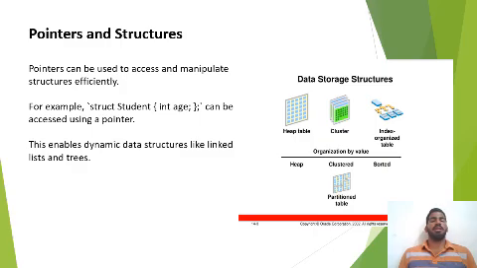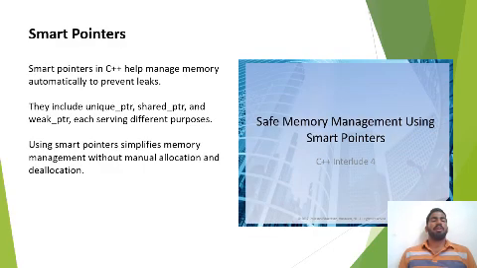Smart pointers. Smart pointers in C++ help manage memory automatically to prevent leaks. They include unique_ptr, shared_ptr, and weak_ptr, each serving different purposes. Using smart pointers simplifies memory management without manual allocation and deallocation.